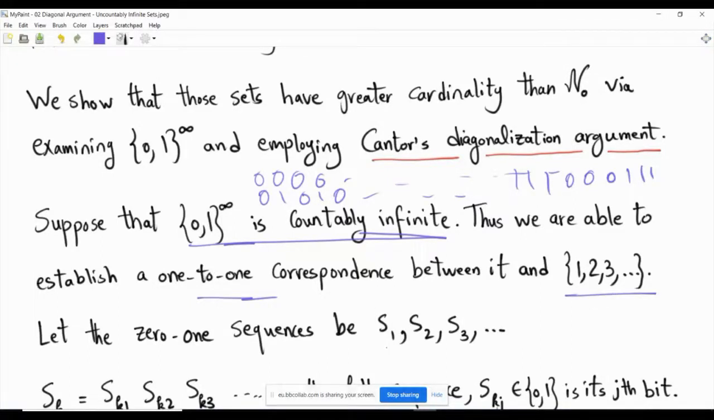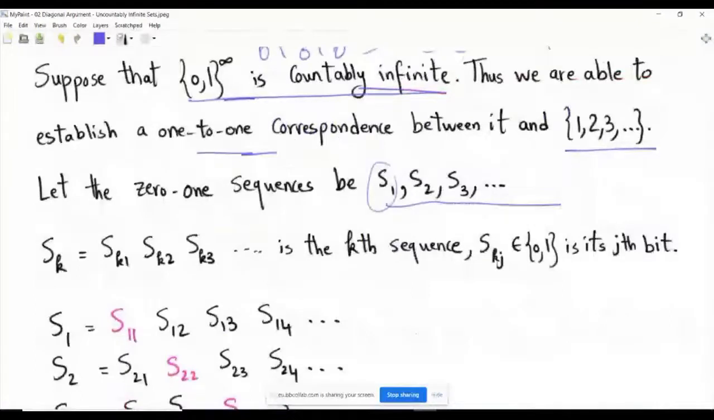So the sequences can be put in a list, and this list can be like this: the first sequence S1, S2, S3, S4. Each one of those is an infinite string of zeros and ones. Here is the k-th sequence. I will call it S sub k. The subscript means the index of the sequence, and k is a natural number. Why is k a natural number? This is under our assumption that the sequences are countably infinite, so they can be indexed by the natural numbers. So there is a sequence Sk, where k is a natural number, and this sequence is composed of bits.